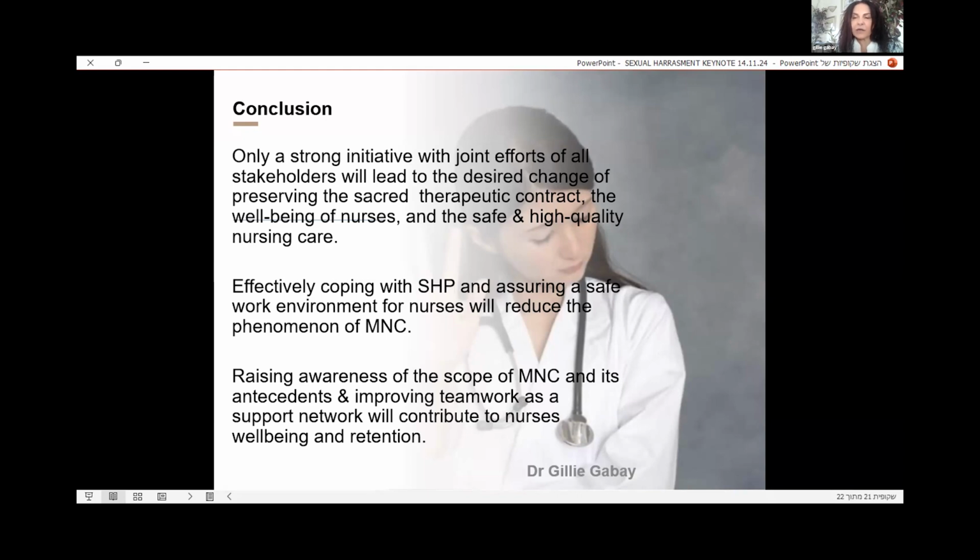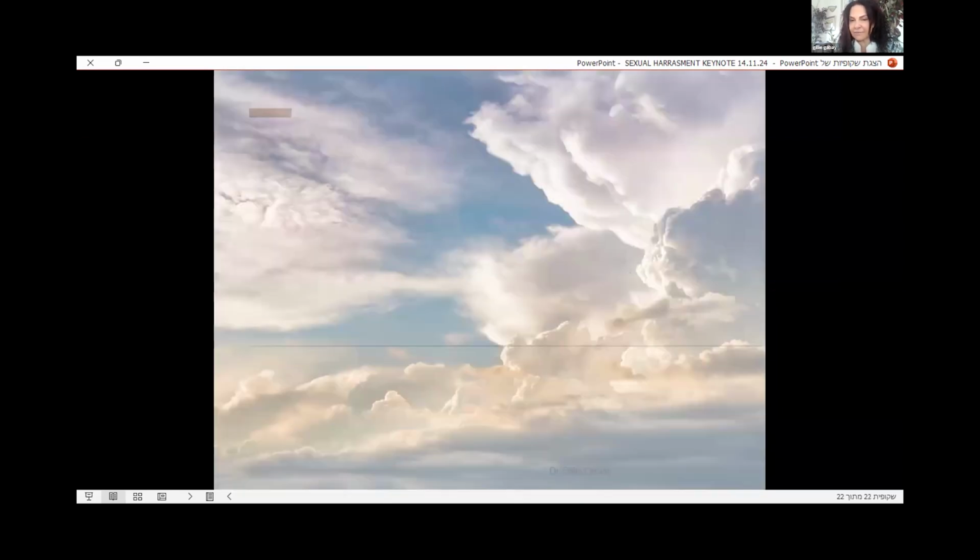of the ward managers and the hospital managements. And together we can reduce this phenomenon of missed nursing care. If we raise the awareness of the scope of missed nursing care and the high danger that it entails, we can improve the teamwork, we can create supportive networks in our hospitals and contribute to nurses' well-being and retention.